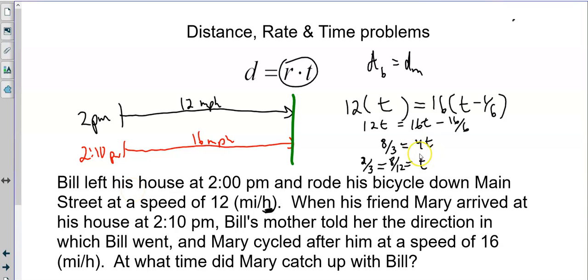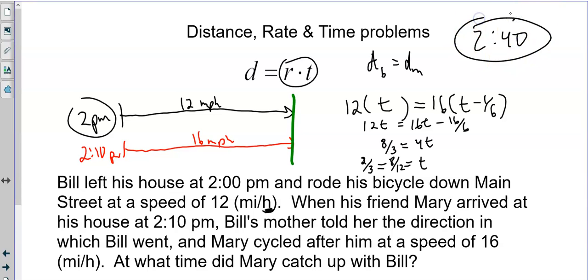So I kept solving. I got t equals 8/12, which is 2/3. 4 goes in there. So 2/3 of an hour. So at what time did Mary catch Bill? 2/3 of an hour is 40 minutes, right? 20 minutes is a third. So 40 minutes from the time, that's Bill's time. So from 2, it would be 2:40. That's the time that they caught up with each other.